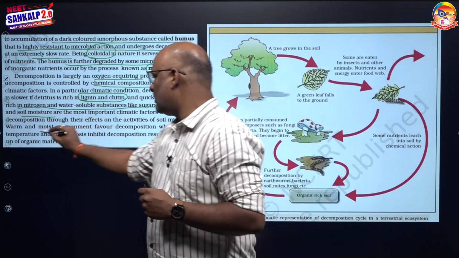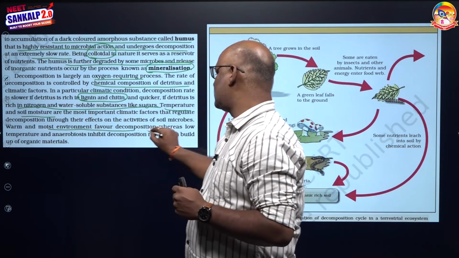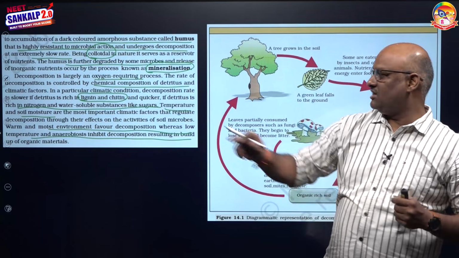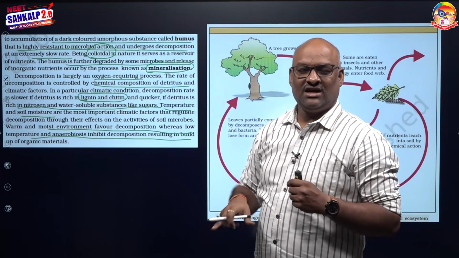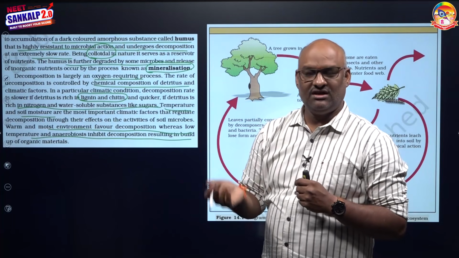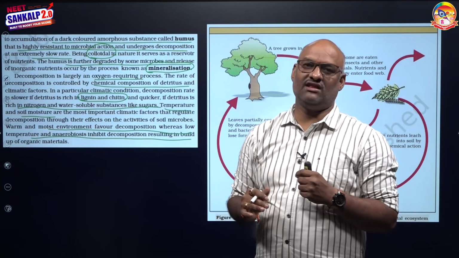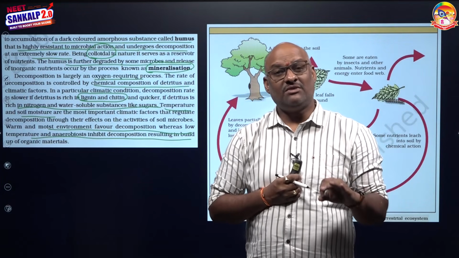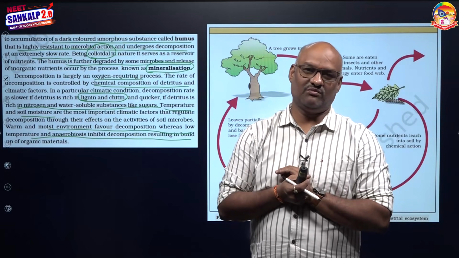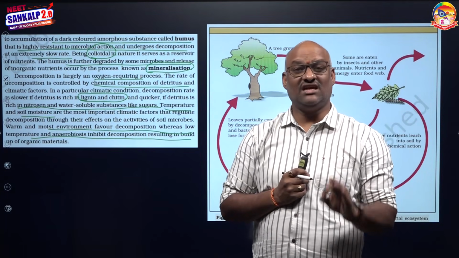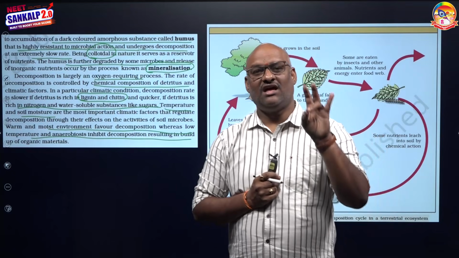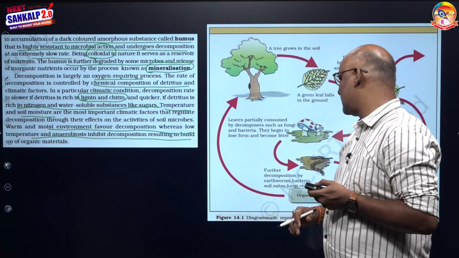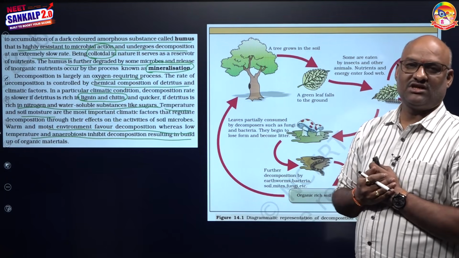A warm and moist environment favors decomposition, whereas low temperature and anaerobic conditions inhibit decomposition. Because decomposition is an oxygen requiring process, in anaerobic conditions, if oxygen is not available, the decomposition rate gradually decreases. So oxygen, detritus rich in nitrogen and soluble sugars, warm temperature and moisture are the favorable conditions for decomposition. Anaerobic conditions, detritus rich in lignin and chitin, low temperature and low moisture are the unfavorable conditions. So that's about the decomposition, and this diagram clearly shows how it takes place.